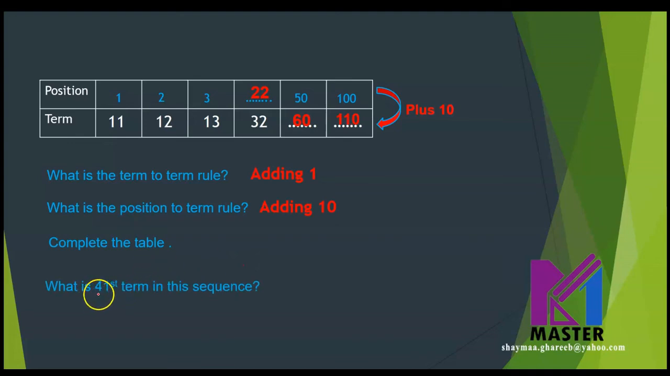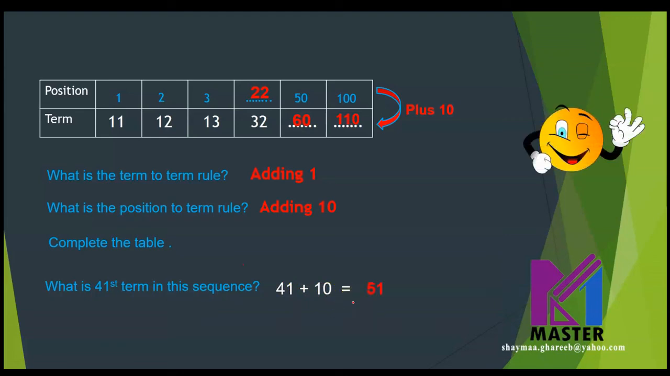What is the 41st term in this sequence? We said that the position-to-term rule is adding 10. So I'm going to add 10 to the position to get the term. So 41 plus 10 equals 51. So the 41st term in this sequence will be 51.